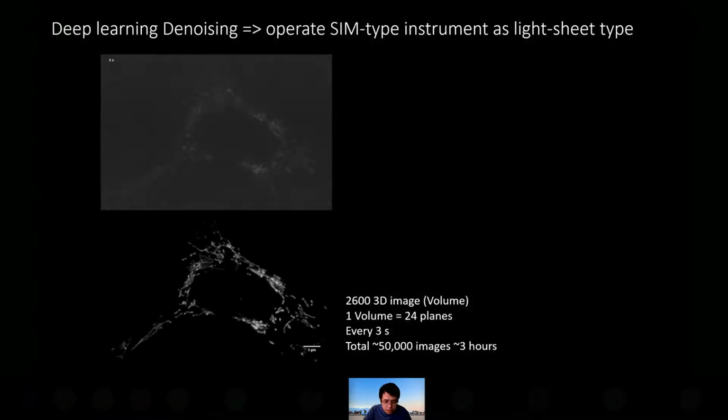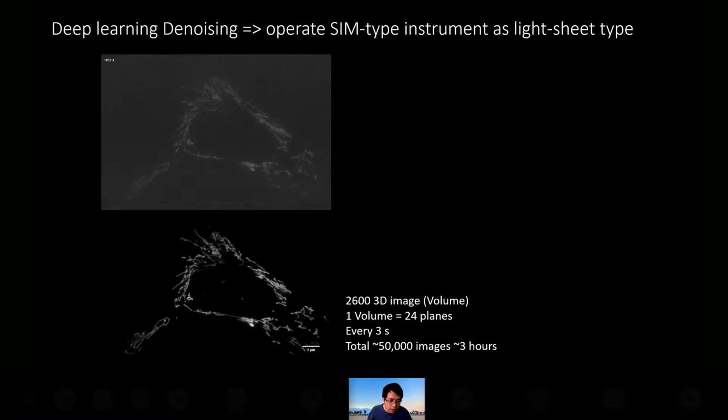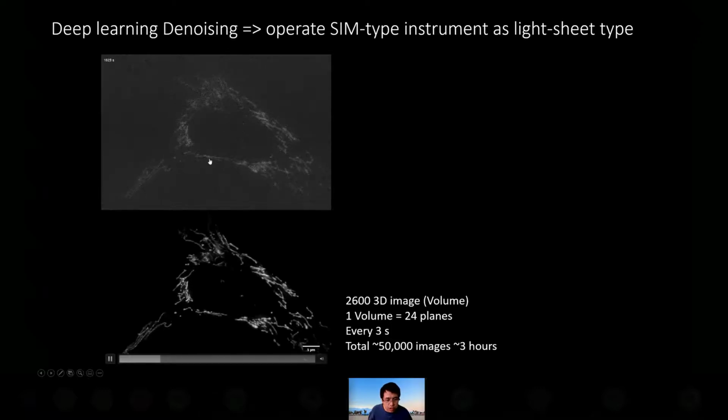After we successfully trained the model in the fixed cells, we then applied the model to live cells. The example I showed here in the top row is a live cell, again a U2OS cell transfected with another mitochondrial marker, a matrix mitochondrial marker, so you can see the mitochondria diffusion dynamics in the live cells as a function of time.